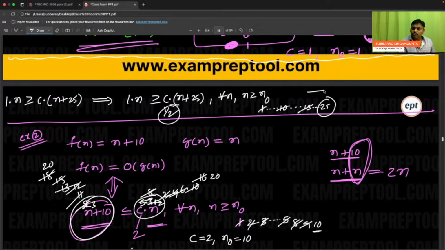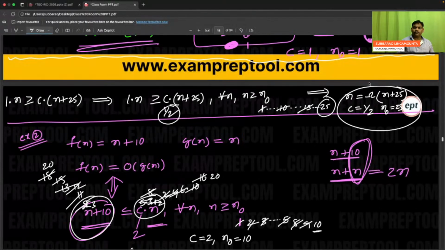Because it is possible, the final conclusion is that left side n is omega of right side n plus 25, for c value 1 by 2 and n0 value 25. That is the answer for this. Let me know. That is the first problem.